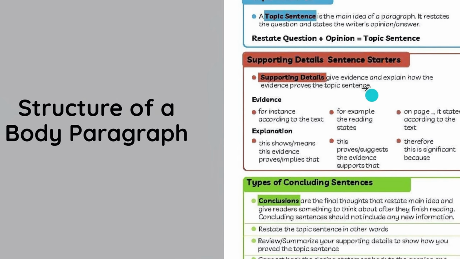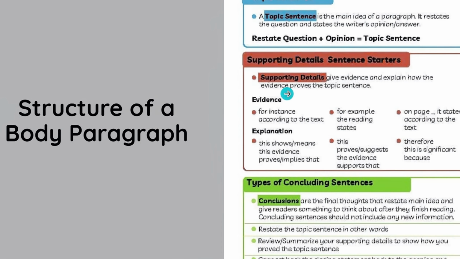Okay, how to write a paragraph. Topic sentence is the main idea of a paragraph. It restates the question and states the writer's opinion or answer. Restate question plus opinion equals topic sentence. Okay, let's move to supporting details.